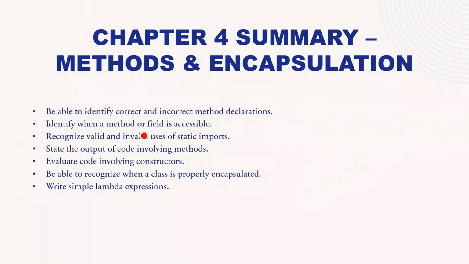Identify when a method or a field is accessible. I mean, recognize when a method or field is accessed, when the access modifier like private, protected, public, or default allows or doesn't allow it, right? You have to remember what is the scope of each access specifier, and they may try to play around with that particular fact, and they may design questions based on that.